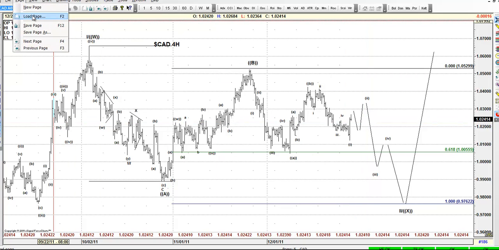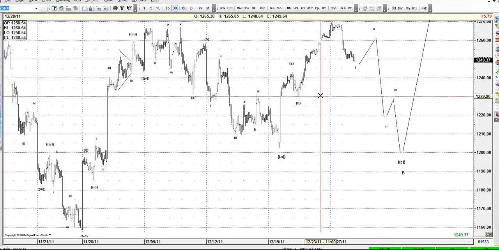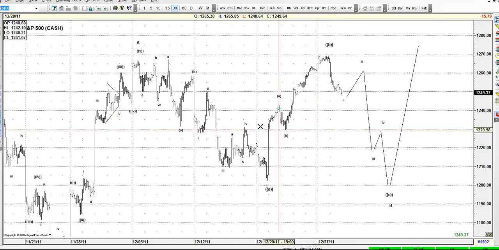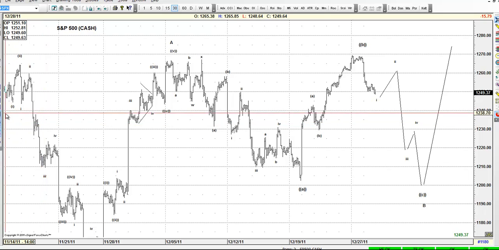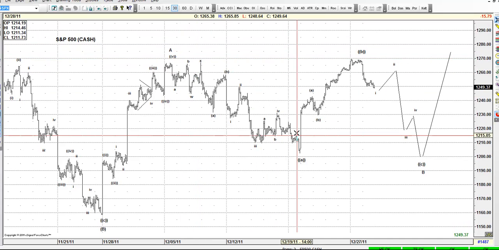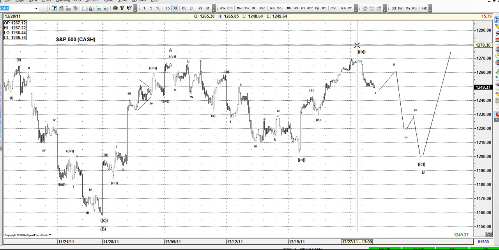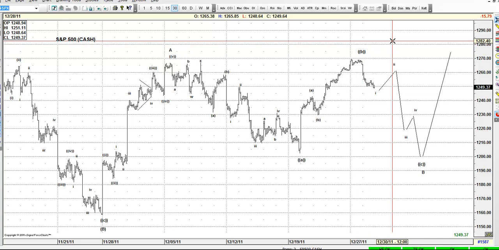Everyone knows that the CAD is well correlated with the S&P cash. Guess what? The S&P cash, like we mentioned the other day, due to the 5 waves in the CAD, we were suspecting that this move wasn't the wave 3 that everyone was expecting of the move in the C wave higher.